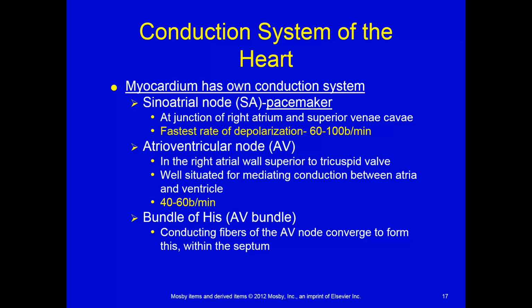All right. So now the AV node is here, right? And as I mentioned, it can quite easily transmit conduction to the septal membrane. So the next place that the conduction goes is to the bundle of His, or what we call the AV bundle. That is sort of right here within the septum. Imagine that. What a great position for it to be in, right? Here's the bundle of His. Conducting fibers of the AV node converge across here to form the bundle of His within the septal wall. Okay? So there's the bundle of His.